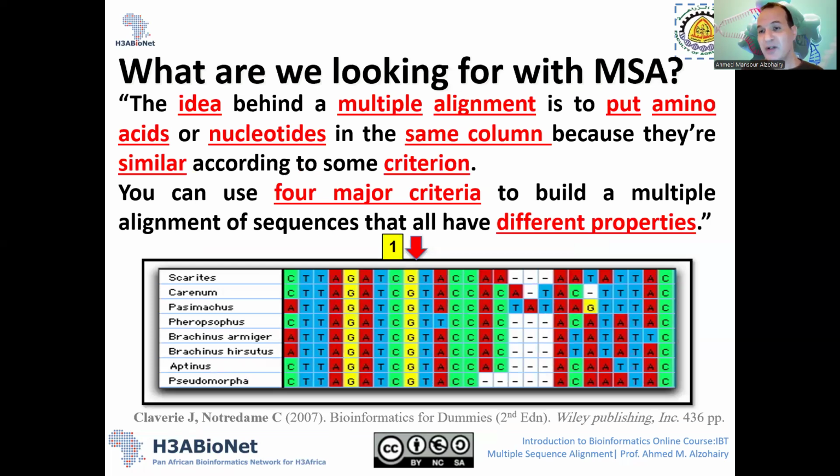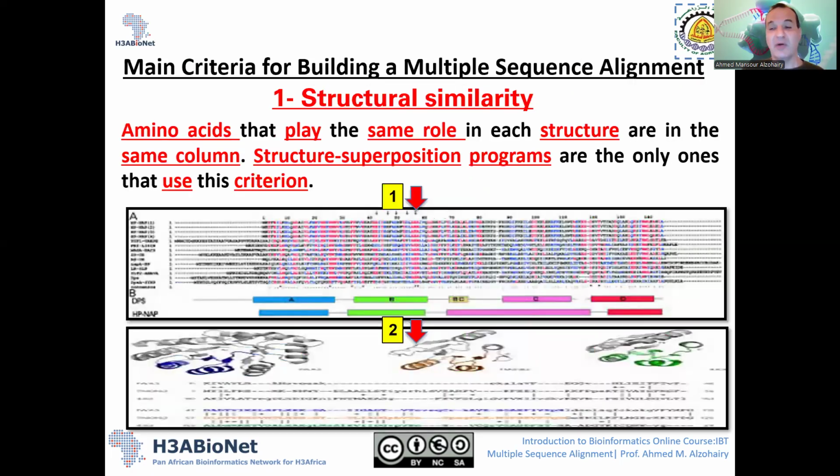Okay, now we'll talk about a very important thing, which is what are we looking for with multiple sequence alignment? Of course, the main idea of multiple sequence alignment is to put amino acids or nucleotides in the same column because if they have a similar position according to some criterion, they will have similar function. So for that, we'll tell you about the four major criteria to build a multiple sequence alignment, which all have different properties.